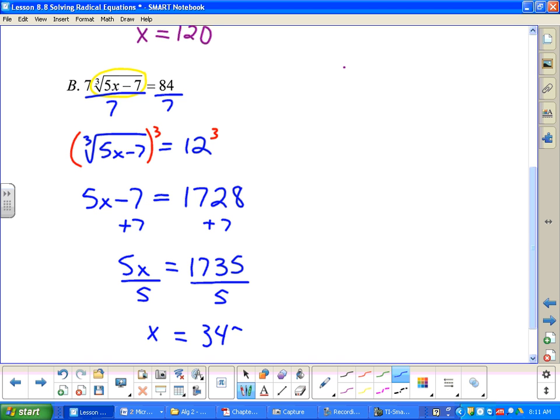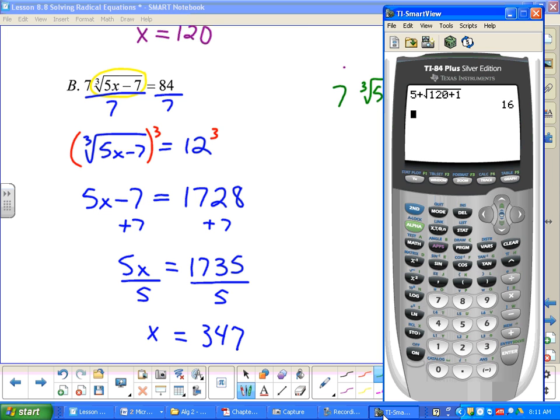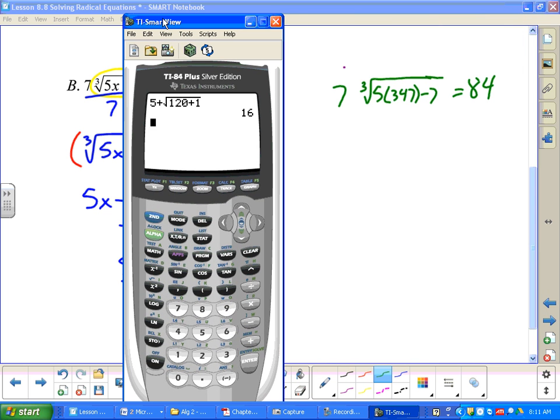And x equals 347. Okay, so then we want to check that. So 7 times the cube root of 5 times 347 minus 7 should equal 84. So we need to check to see if that works. I can use my calculator for this. So 7 times, and if we hit the math key, number 4 is the cube root, of 5 times 347 minus 7. And we got 84. So we did it correct.